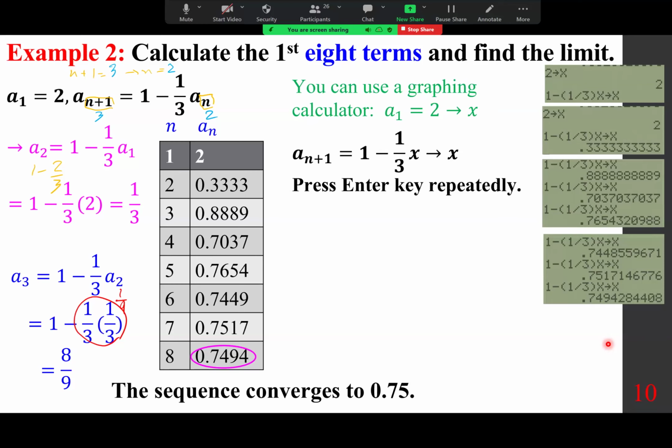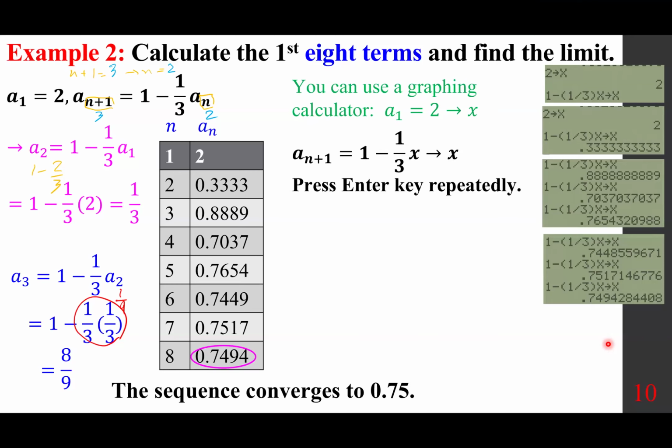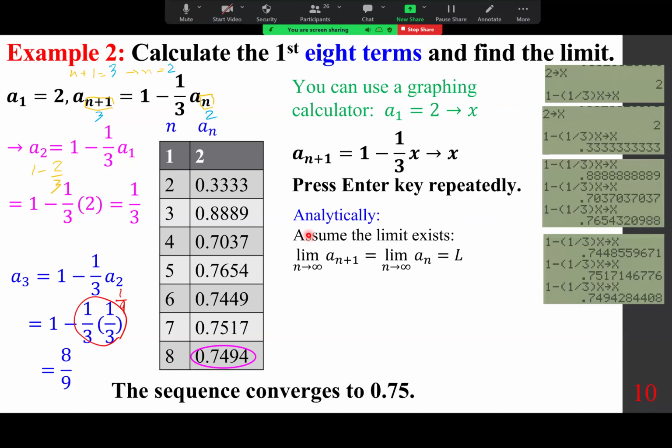Now, what I want to show you, and you have a question similar to that in my open math, I want to show you analytically or algebraically the proof that the answer is 0.75. So if the limit exists, then at some point, no matter how far we go, things don't change. So for example, this may keep on changing, but if you go to the 20th term, then it's the same as the 21st one. And remember, n is approaching infinity.